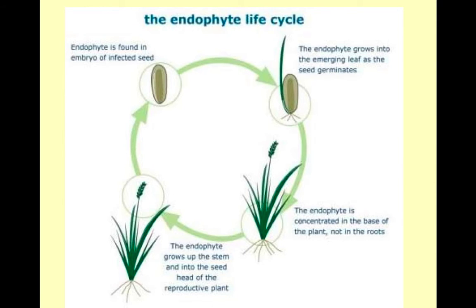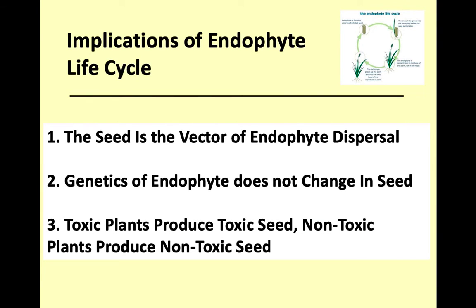So endophyte infected seeds are going to produce endophyte infected seeds. Toxic endophyte infected seeds are going to produce toxic endophyte infected seeds. So the seed is the vector of dissemination that we've already talked about. An important thing for you to understand is that the genetics of the endophyte in there, if it's a non-toxic endophyte, it doesn't convert back to a toxic endophyte. Okay, so non-toxic endophyte infected seed will always produce non-toxic infected plants that are going to produce non-toxic infected seed. Okay, so we already covered that.